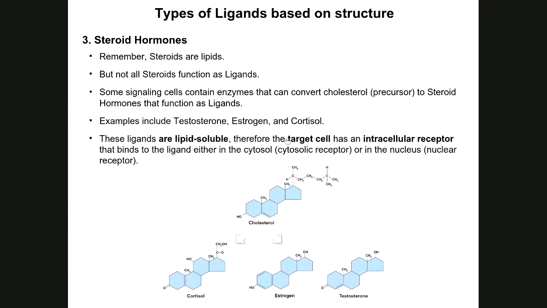cell. Therefore, when scientists discovered the chemical structure of these ligands, and that they were steroids, specifically steroid hormones, that told them on any potential target cell, they would actually look for the receptor inside of the cell. Well, it was found to be true. The receptors for steroid hormones are located inside of the target cell. We call them intracellular receptors. Sometimes they'll more specifically call them cytosolic or nuclear receptors.